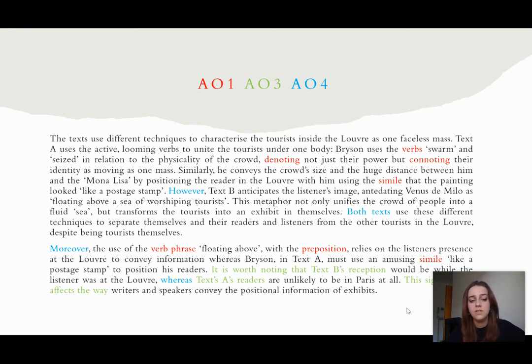Moreover, the use of the verb raised, floating above, with the preposition, relies on the listener's presence at the Louvre to convey information, whereas Bryson in text A must use an amusing simile like a postage stamp to position his readers. It is worth noting that text B's reception would be while the listener was at the Louvre, whereas text A's readers are unlikely to be in Paris at all. This significantly affects the way writers and speakers convey the positional information of exhibits.